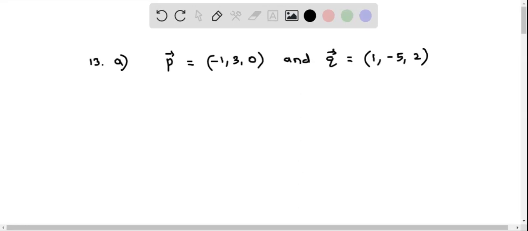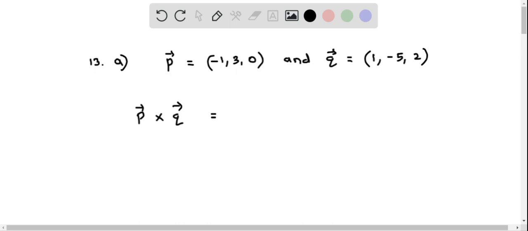We now determine the components of a vector perpendicular to both p vector and q vector. So here we are given p vector equals (-1, 3, 0), and q vector is given as (1, -5, 2). So to find the vector which is perpendicular to both of these vectors, we find the cross product of these two vectors. That is, we do p vector cross product with q vector.